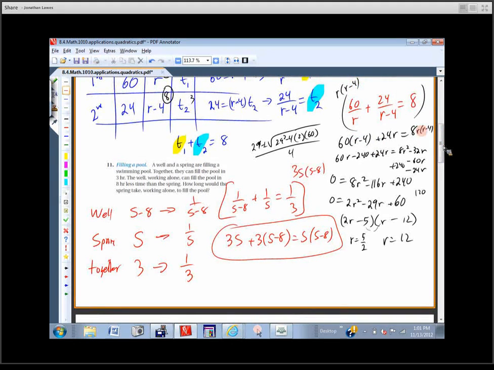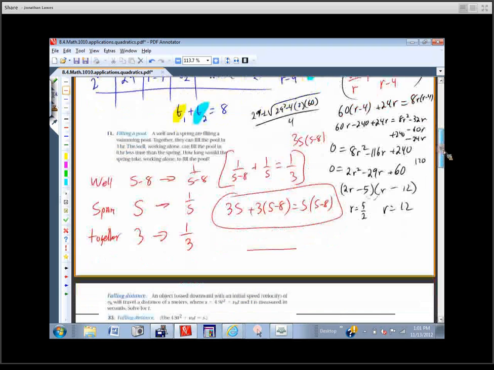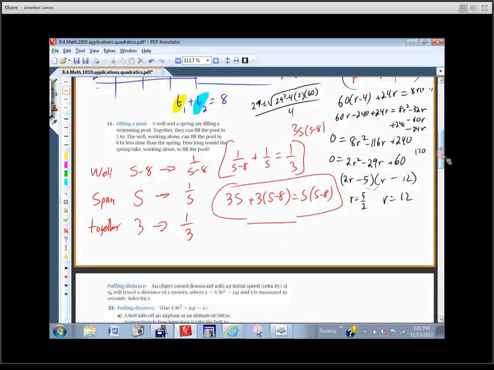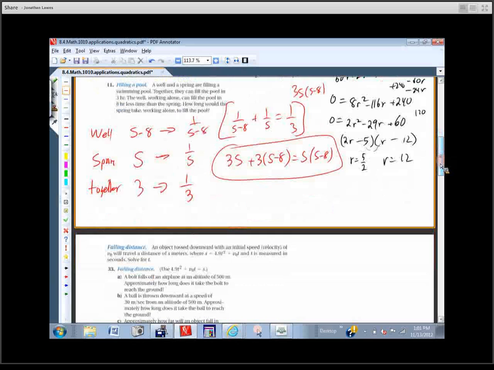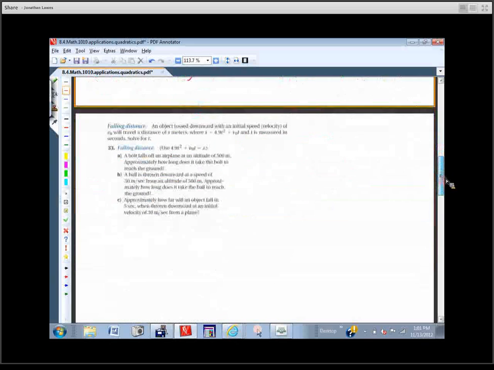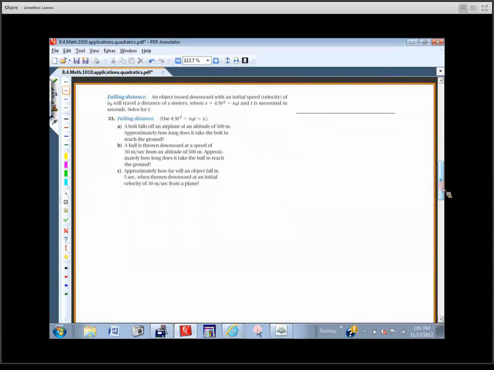All right. Any questions? Sure? Okay. Those are the difficult types of problems. You do have some problems on your assignment where they actually give you a quadratic equation. You just need to know what to do with it.